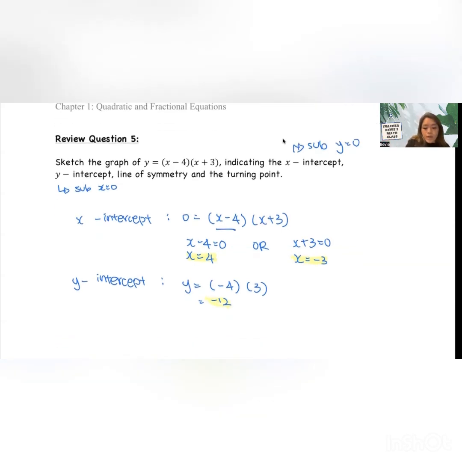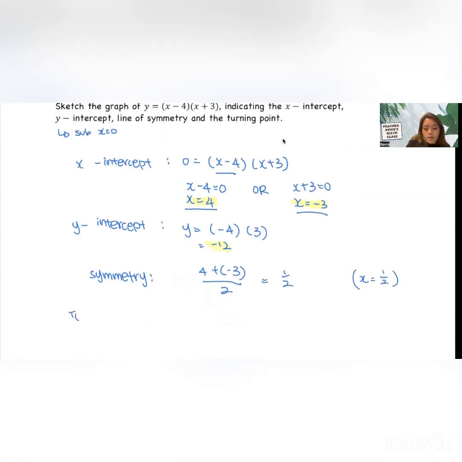To find the line of symmetry, I just have to add the two values of x up and then divide by 2. I will add 4 plus minus 3 and divide by 2. I'll get a half. So my equation of symmetry is x equals a half. And last but not least, I have my turning point.